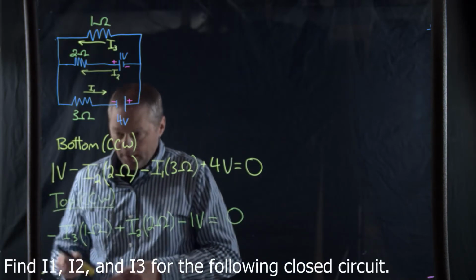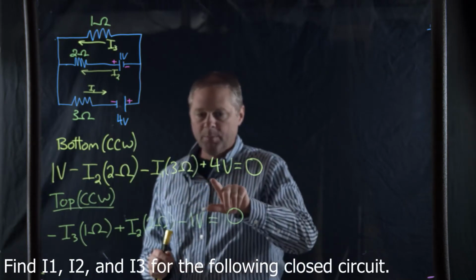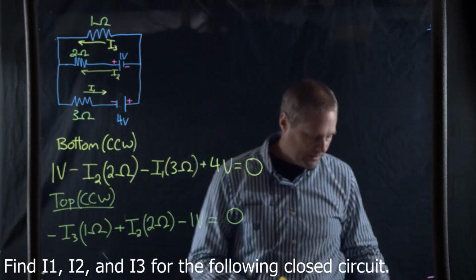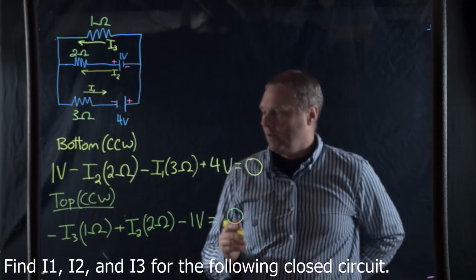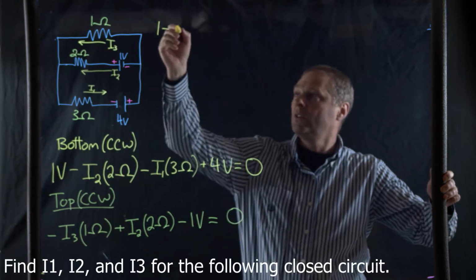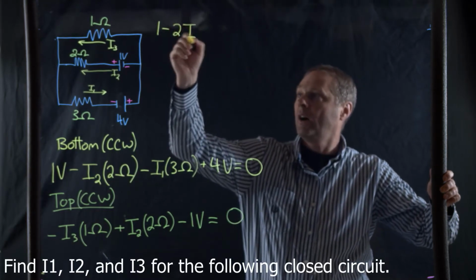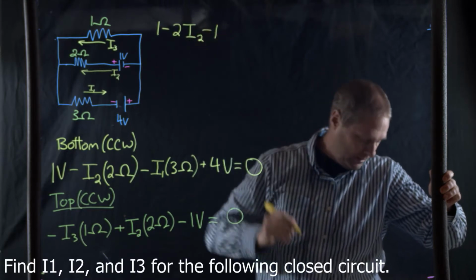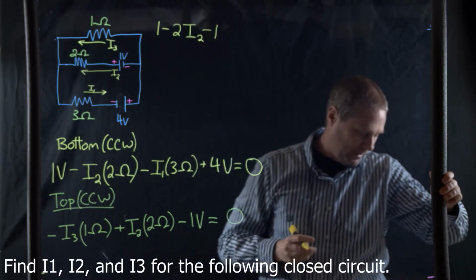Okay. Now we can rewrite this bottom equation as 1 minus 2I2, leaving out the ohms, minus 1.